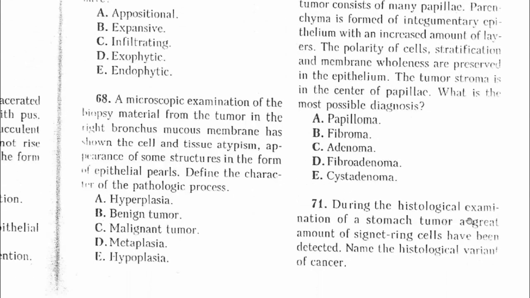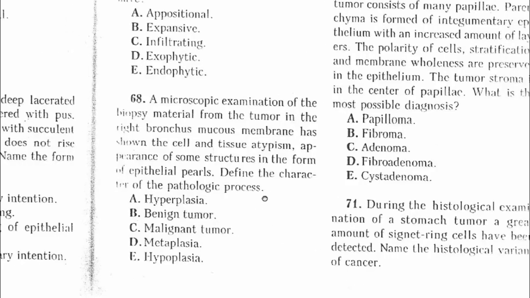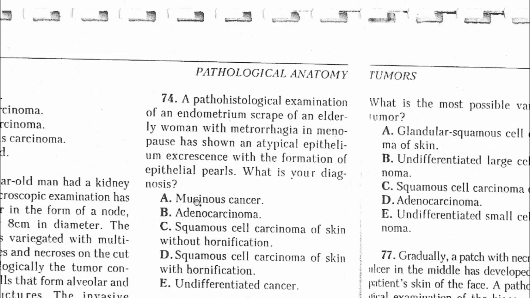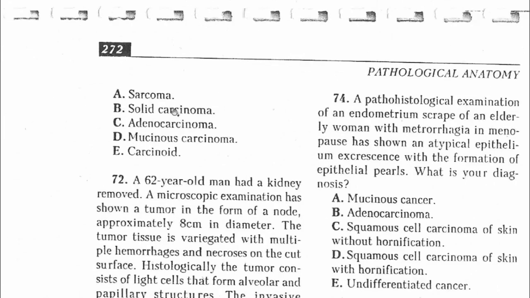71. During the histological examination of a stomach tumor, a great amount of signet ring cells were found. So your guy is what? Signet ring cells. This is profound for mucoid carcinoma. This guy is found mainly in what? Mucoid or colloid carcinoma. So what type of cancer is it? This is mucinous. Don't forget mucoid, mucinous. So the answer is D.